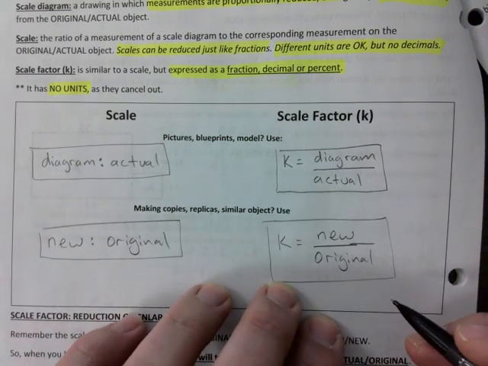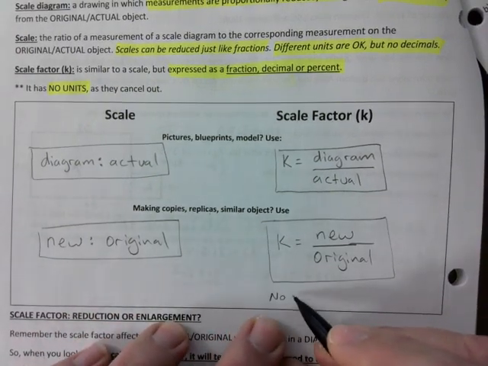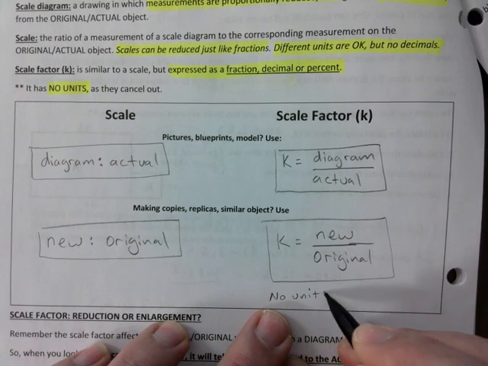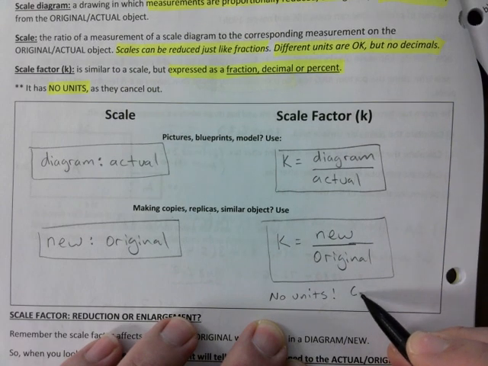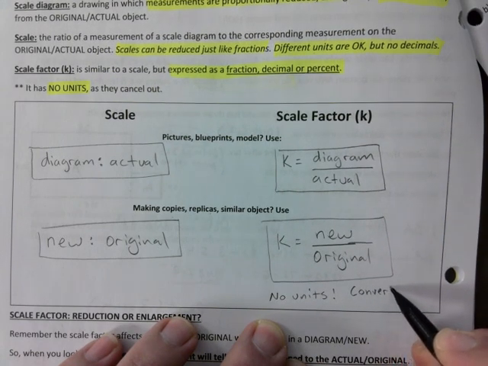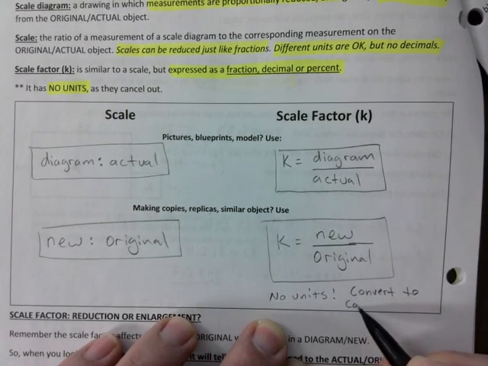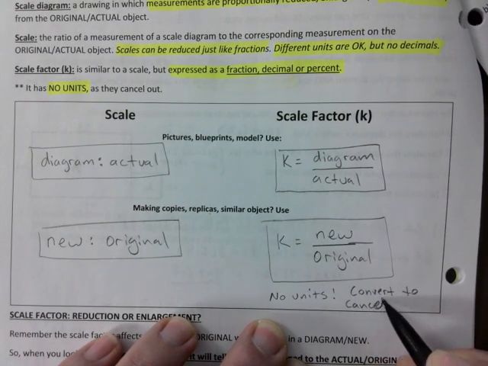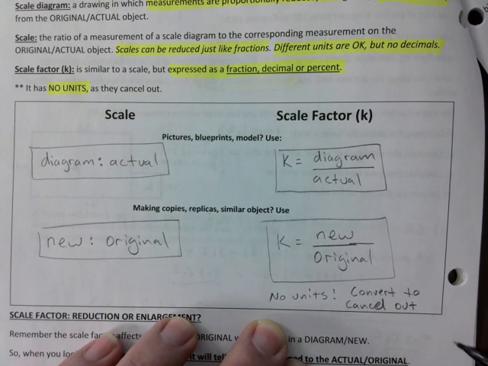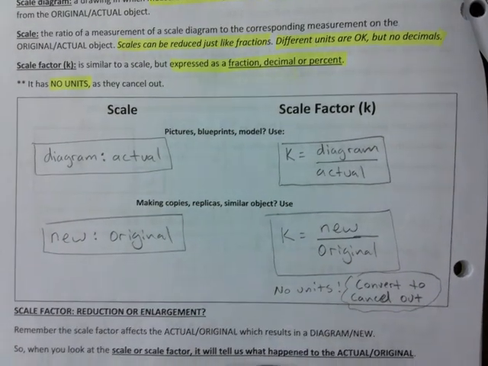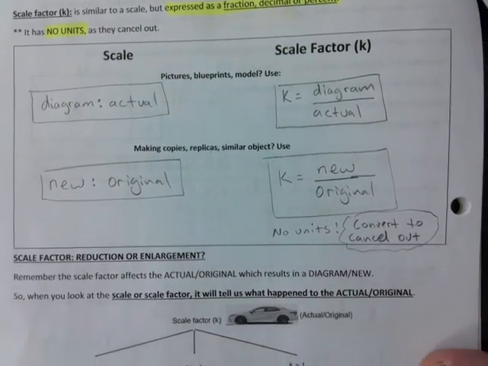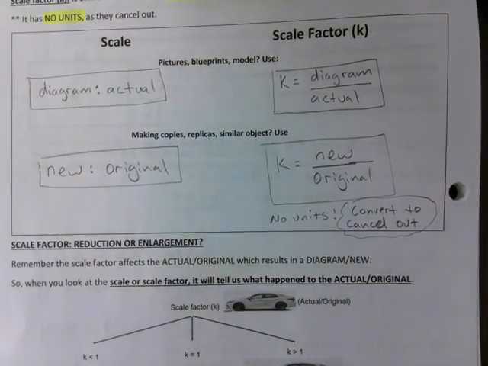So there we go. And remember, no units when it comes to scale factors. Convert if necessary. Convert to cancel out. We will convert if there are units. We convert one or the other in such a way that they cancel out, so that there are no units left. So this is for sure study sheet material.